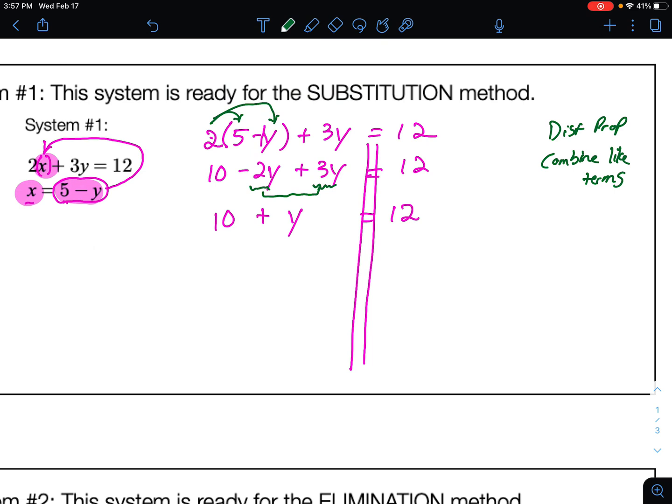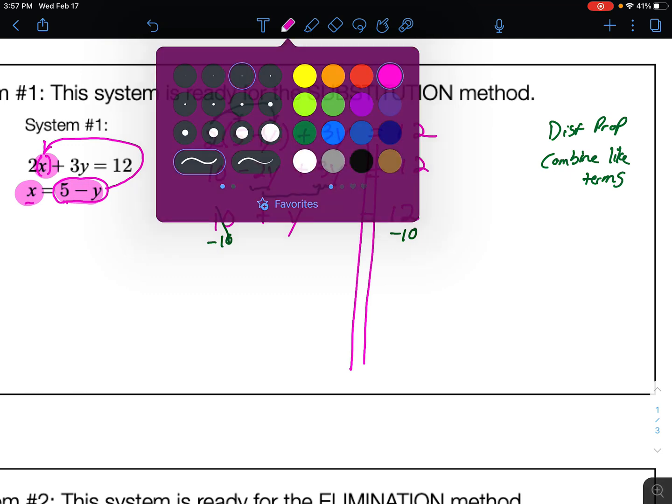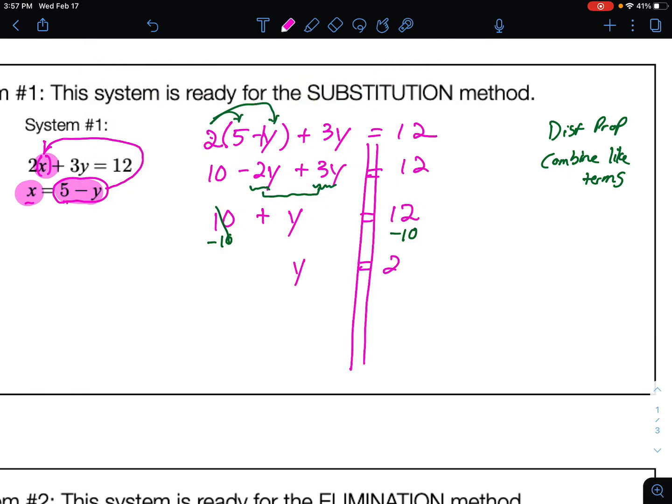So to isolate the y, we're going to undo the 10 by subtracting it from both sides. 10 minus 10 is 0, so that cancels it out over here, and we're left with y is equal to 2. So that is half of our solution.